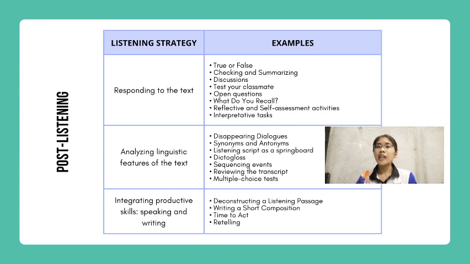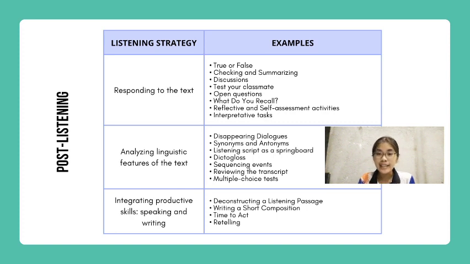So in the listening text, the students can identify certain vocabularies, and find their synonyms and antonyms, which are also inside the text. This will also improve their vocabulary. So for example, if there is a certain word like melancholy, then the students will be asked to provide the synonyms and the antonyms of that word inside the text.